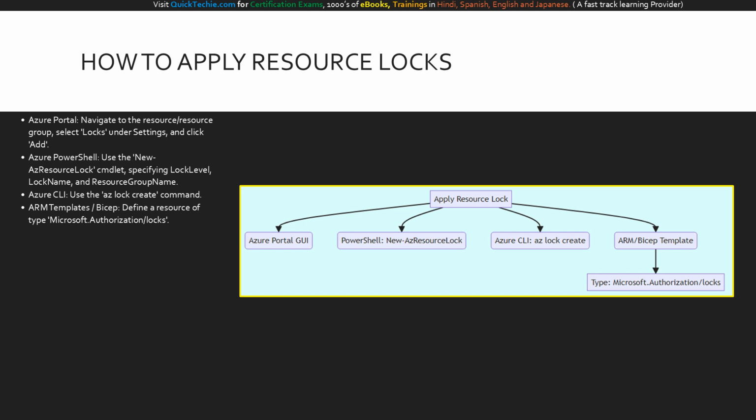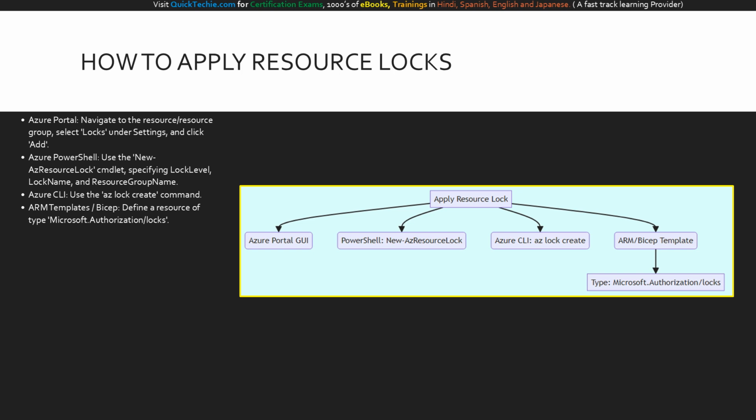Alternatively, the Azure CLI provides the az lock create command. For infrastructure as code enthusiasts, locks can be natively declared in ARM templates or Bicep files by defining a resource of type Microsoft.Authorization/locks. This ensures resources are locked the moment they are provisioned.